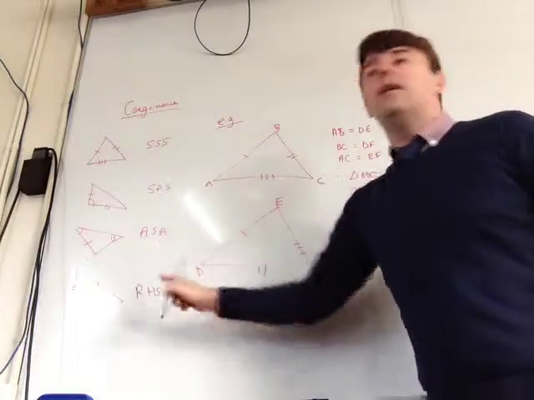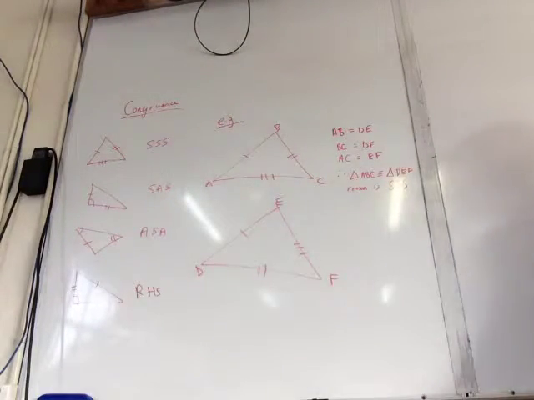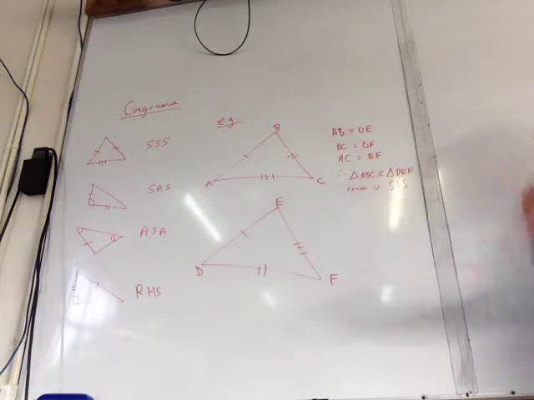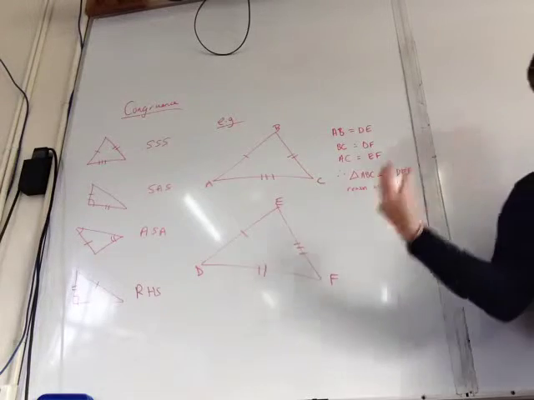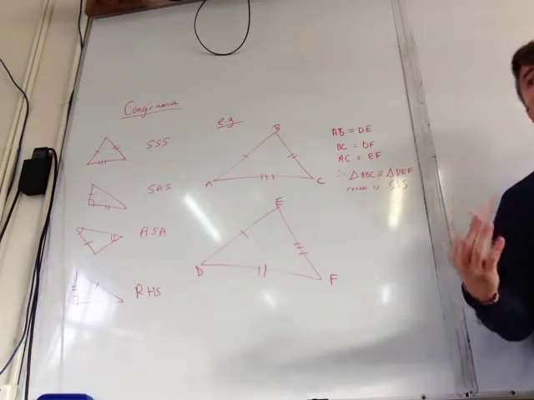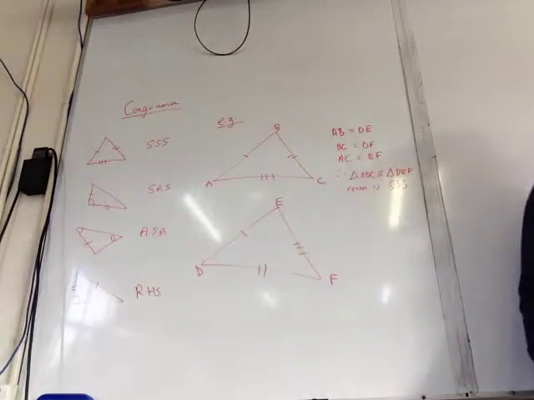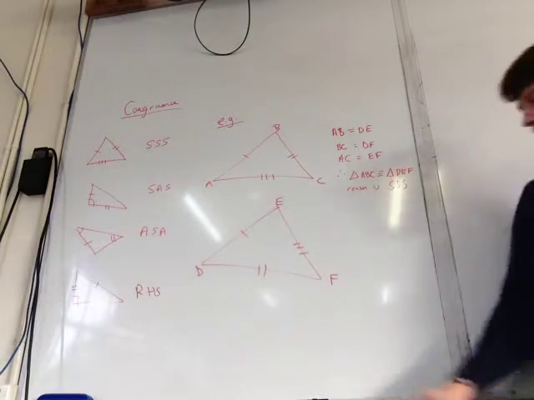These are my reasons here. So my reason is SSS. Side, side, side. And that is the perfect answer. You have proven that these two triangles are congruent. With three reasons, the info's been given to you, so you're just stating the obvious, really. And then saying, therefore, they're congruent because of reason, and you just choose it. Alright?